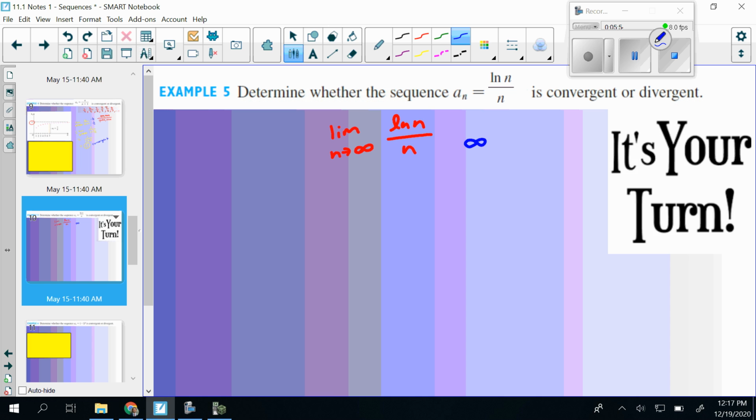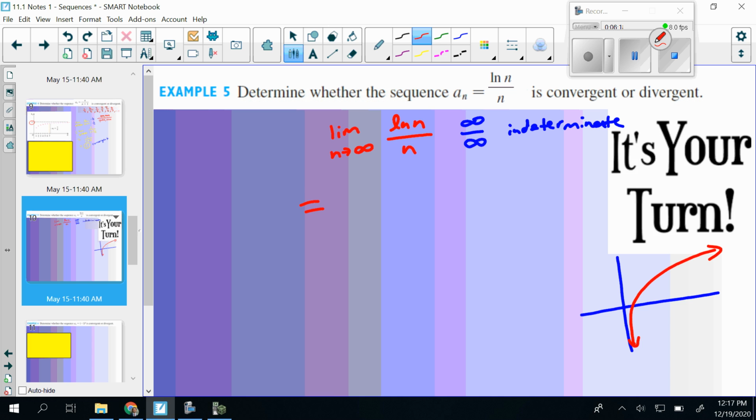On top, that natural log graph, remember, looks like this. That's also going to increase as n increases, so that's also going to infinity. That's one of those indeterminate forms. So what are we going to have to do on this limit to evaluate if you get an indeterminate form? You guessed it, L'Hopital's rule. So we want to take the derivative of both the top and bottom here and see what we get.